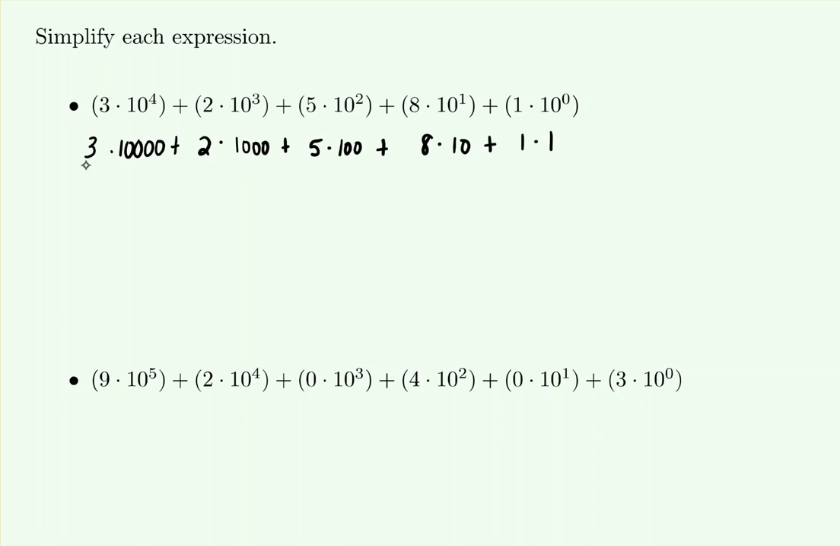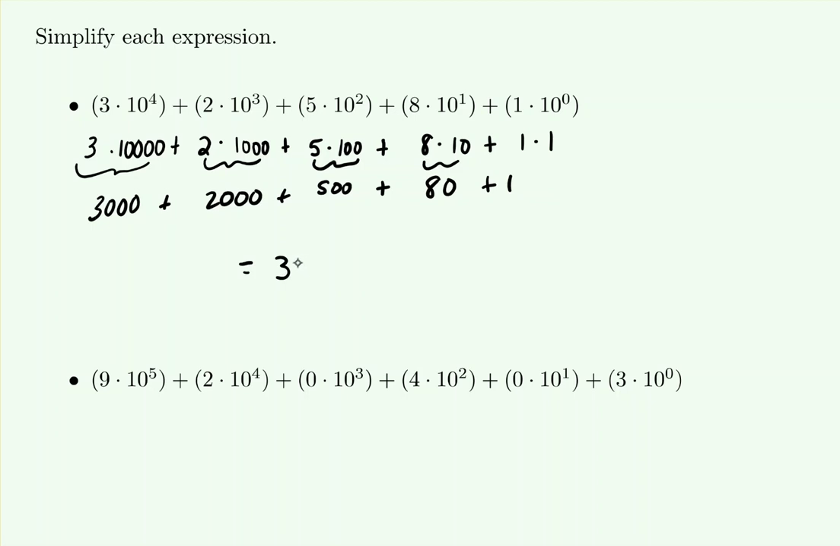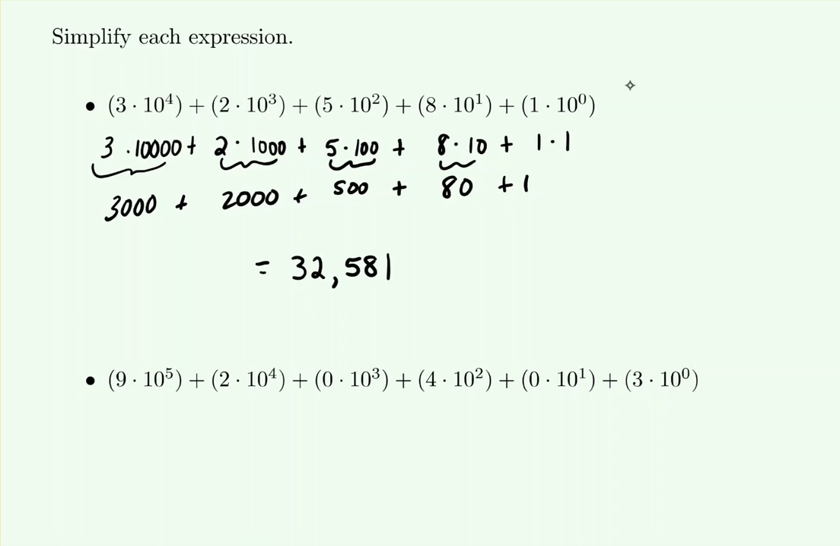Calculating each of these, for the first term we get 3,000, that we're adding to 2,000, that we're adding to 500, that we add to 80, that we add to 1. Adding these all together, we would get the value 32,581. Now this is what is called expanded notation, and we're going to use this not only in this section, but it's going to be pivotal for our next section. So I highly recommend reviewing the expanded notation.